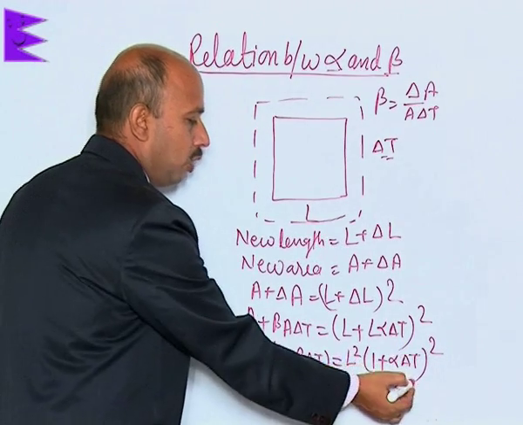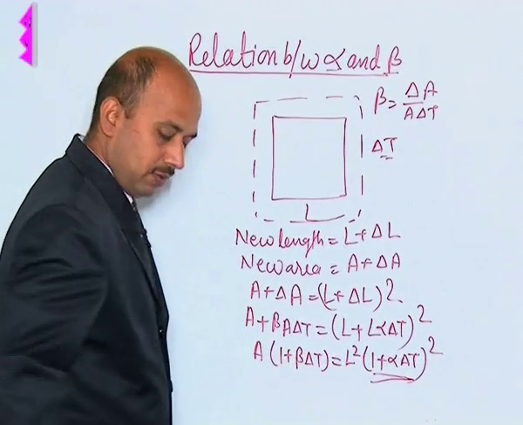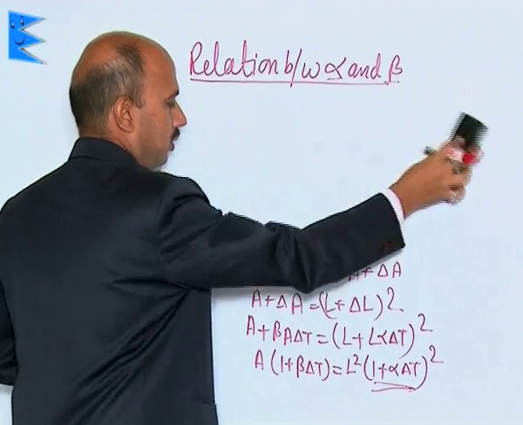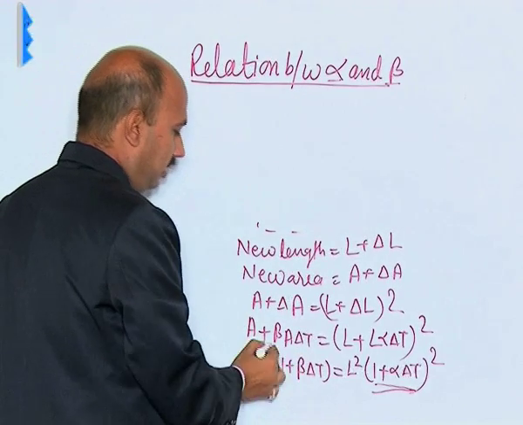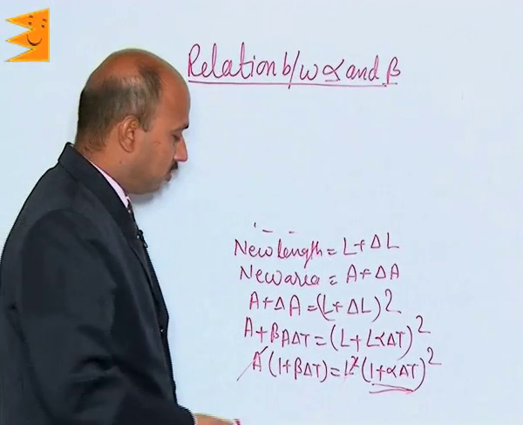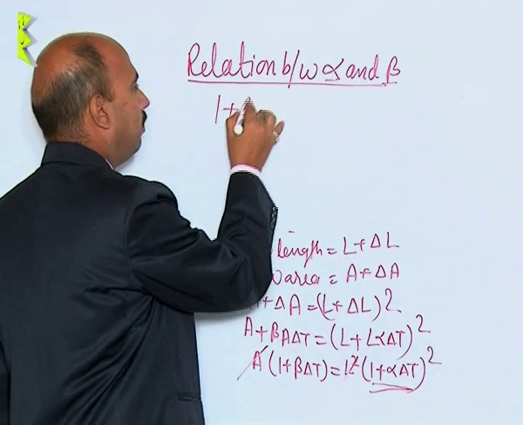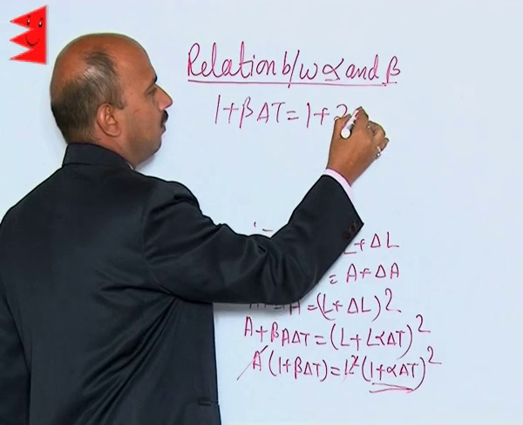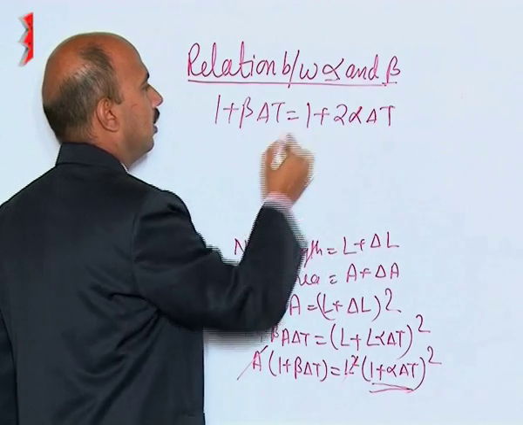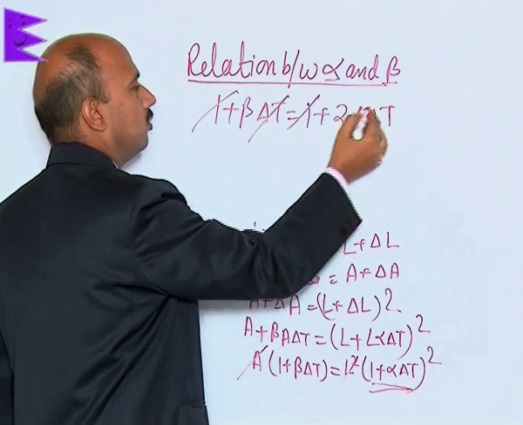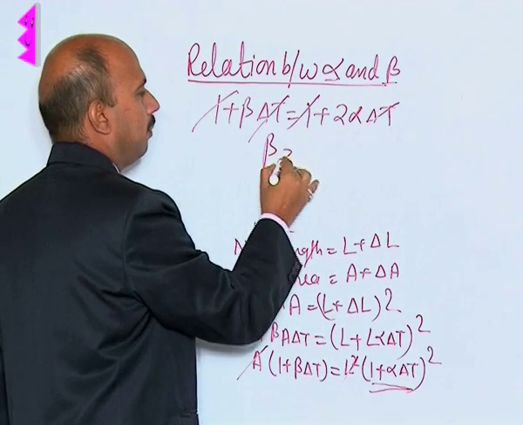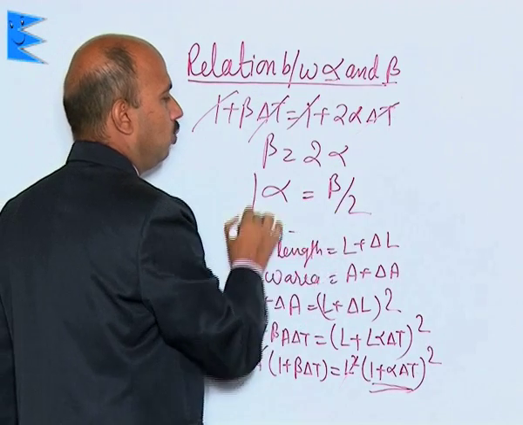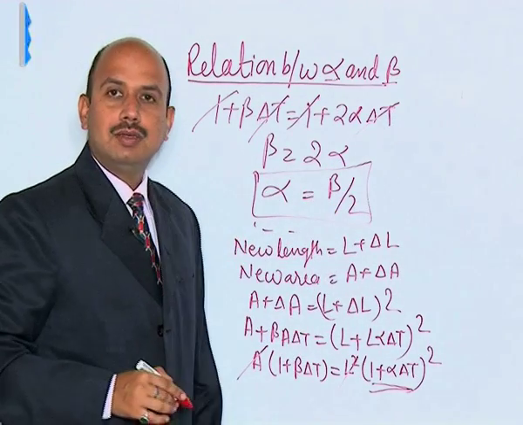We can apply here the binomial theorem, and when we apply it, we can write this as this, and this will get cancelled because A is equal to L squared. So, you will be getting 1 plus beta delta T is equal to 1 plus twice of alpha delta T, cancel, and this also gets cancelled. You will be getting beta is equal to twice of alpha or alpha is equal to beta by 2. So, this is the relation between alpha and beta.